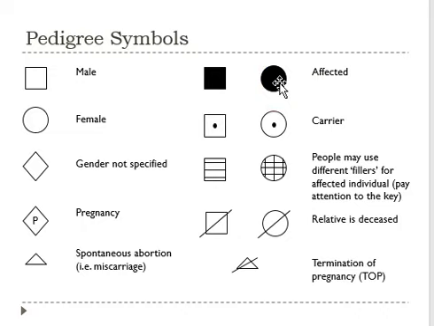When an individual is a carrier of a specific disorder, we put a dot in the middle. These single, vertical and horizontal lines are sometimes used to indicate a partially affected individual or something a little bit unusual that we're trying to document. A line through the individual indicates that that individual is deceased. And a triangle with a line through it means it's a termination of pregnancy, not just a spontaneous pregnancy loss.